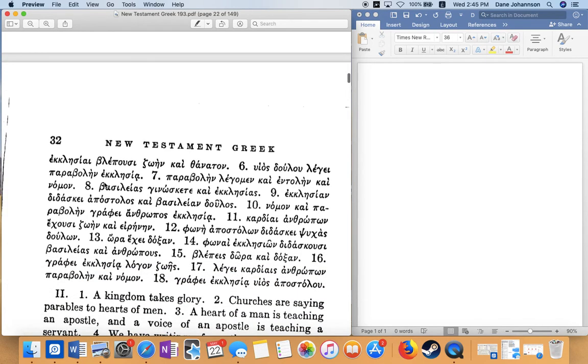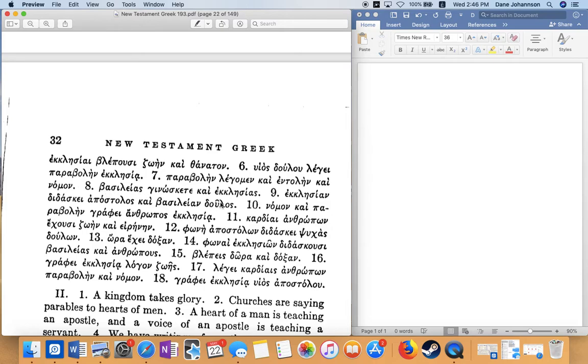All right, exercise 8. Vasilias ginoskete ke ekklesias. So what's going on there? Ye know. So again, here's the ending, ete. Instead of ginoskin, to know, or ginosko, I know, we have ete, which is ye, or you plural, or y'all. Ginoskete, so again, we have the subject inside of the verb, and it's following a noun, so it's kind of trying to mess you up there. Ginoskete, ye know, ete, ye know. You all know.